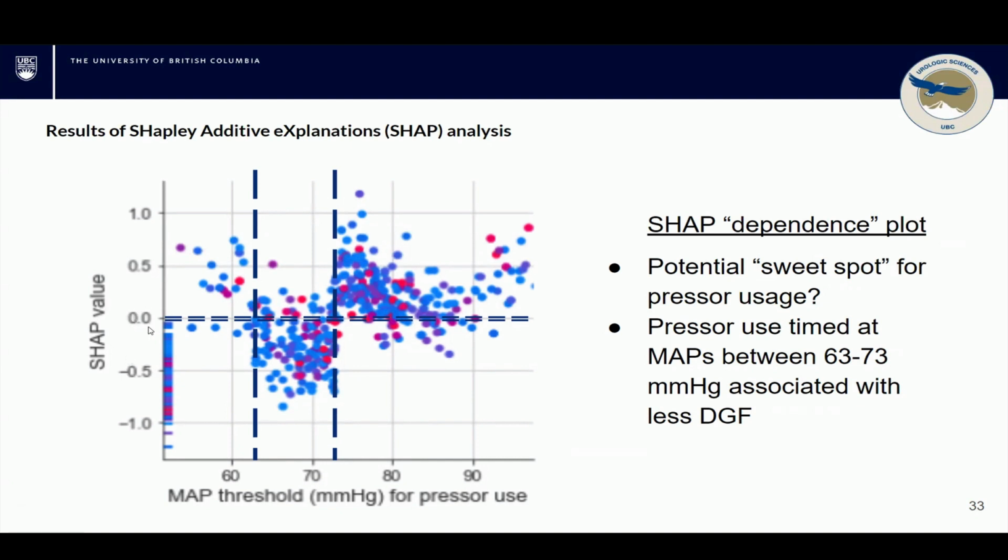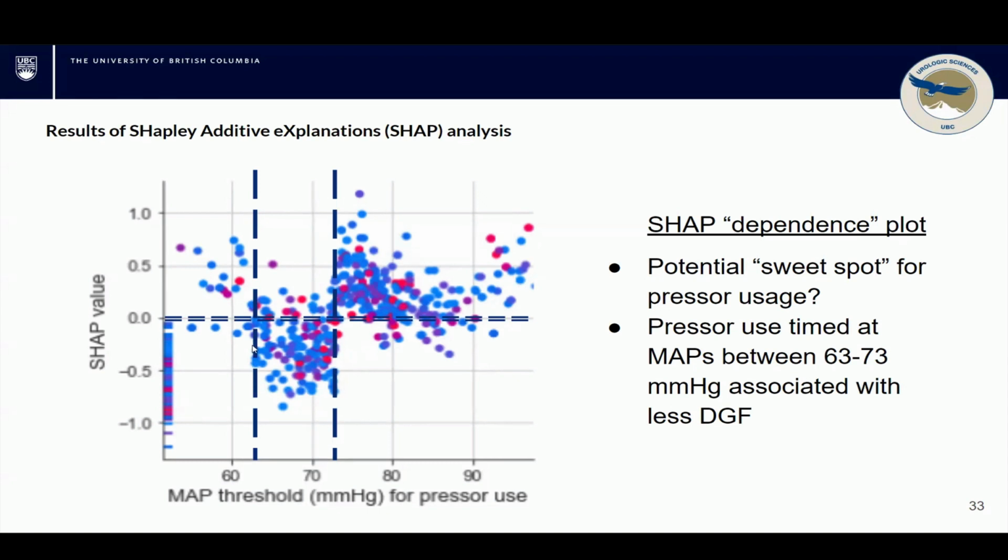Now, the first thing to note is that all the people that didn't actually need a pressor are clustered off to the left, and they had the lowest DGF incidence, which makes sense because they didn't need a pressor to maintain their blood pressure in the surgery. But interestingly, there's, again, some neat, potentially actionable cutoffs for pressor use.